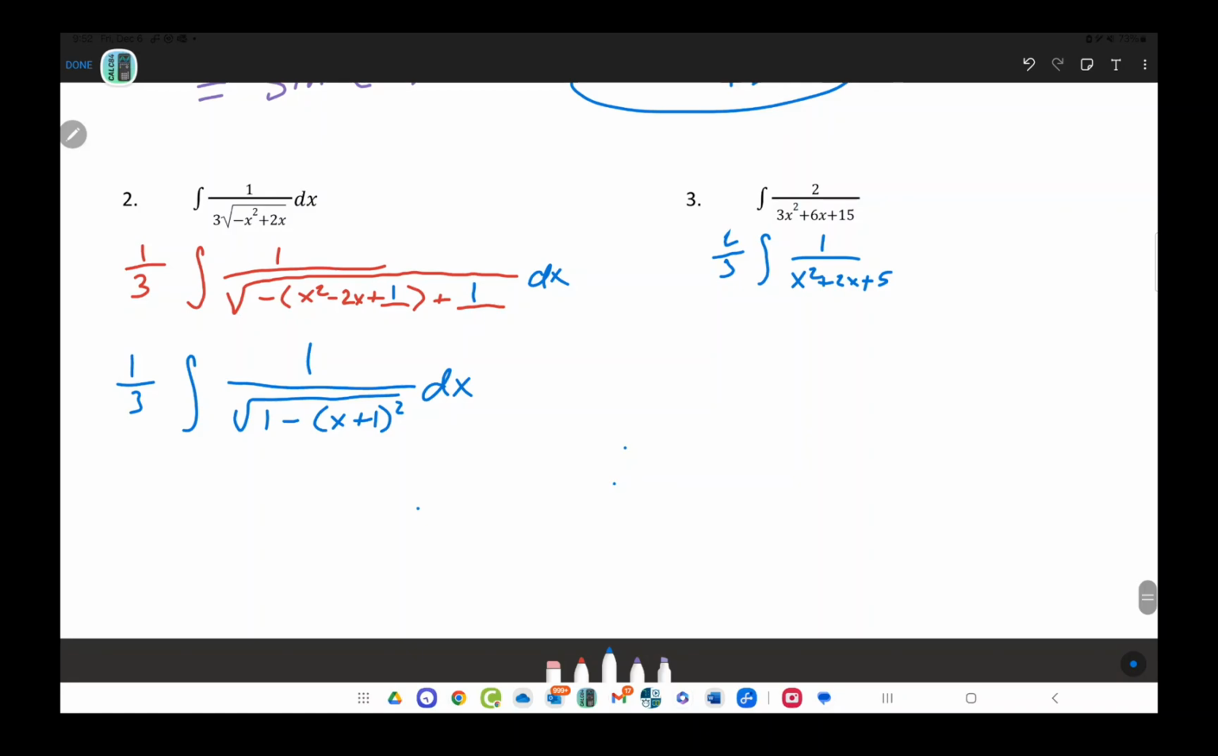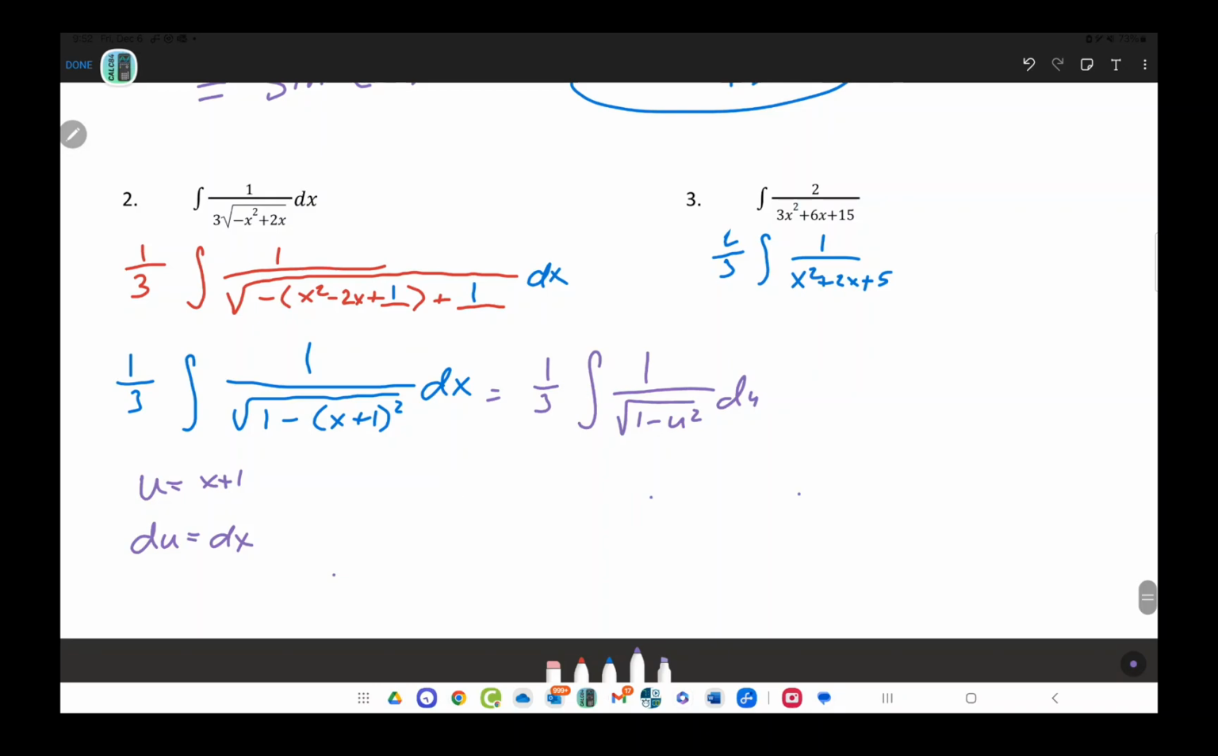Do I have to factor anything out? Nice. I don't have to factor anything out. I have a 1 minus. That's exactly what I need. So I can just go ahead and do my substitution. U is equal to x plus 1, which means du is equal to dx. So we get 1/3 integral of 1 over square root of 1 minus u squared du.